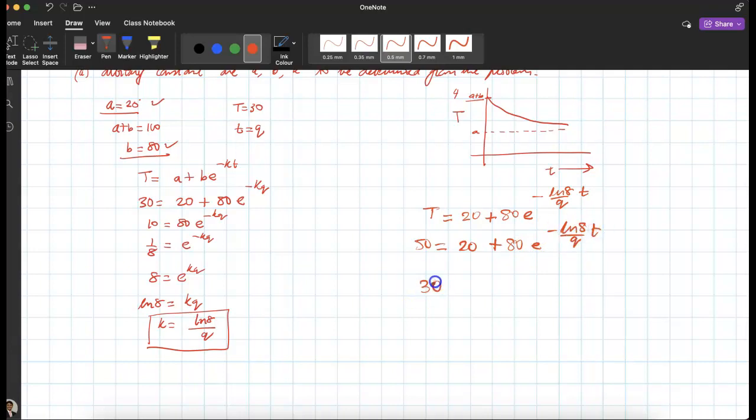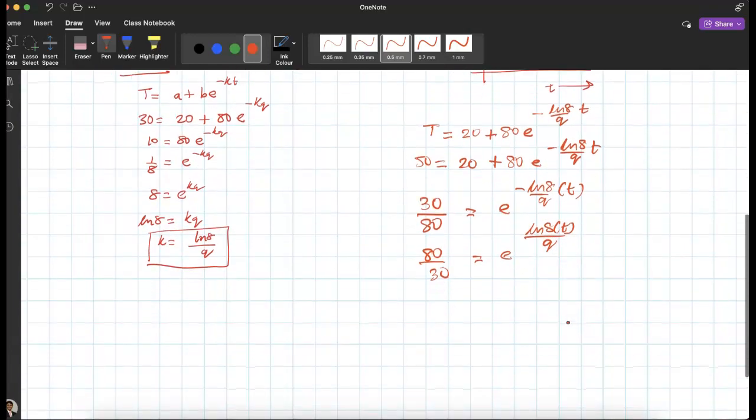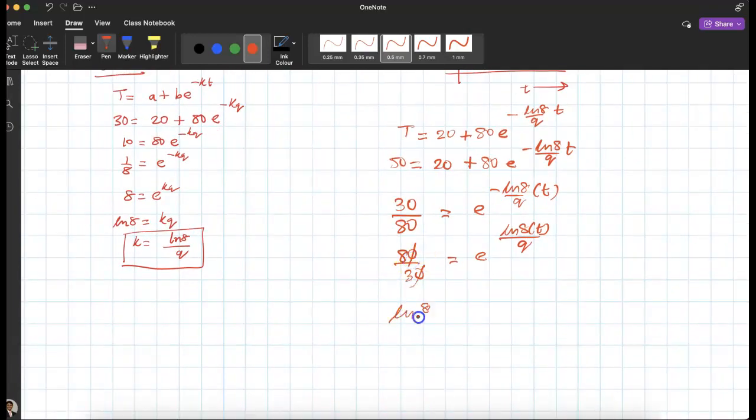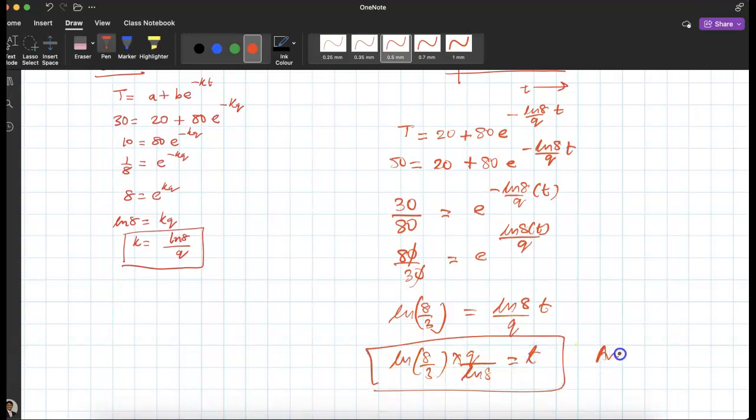So that's 30, correct? 50 minus 20 upon 80 is equal to e raised to minus ln 8 over Q t. So that's 80 over 30. You reciprocal it, so the negative sign goes. This and this cancel. So ln 8 over 3 is equal to ln 8 over Q times t. So ln 8 over 3 into Q upon ln 8 is equal to t. So that's your answer in terms of Q.